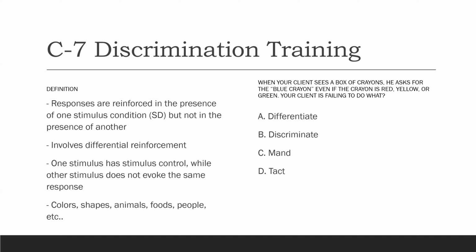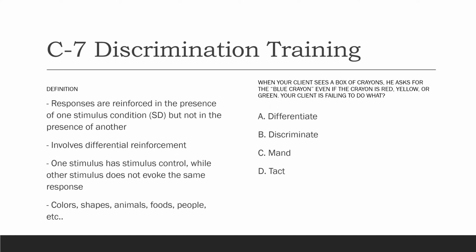So what is discrimination training? Responses are reinforced in the presence of one stimulus condition, the SD, but not in the presence of another. Basically, if I say touch red, and you touch red, I reinforce you. However, if I say touch red and you touch blue, I don't reinforce you. So I only reinforce that response in the presence of touch red, and not in any other stimulus condition. And that is how discrimination training is done.